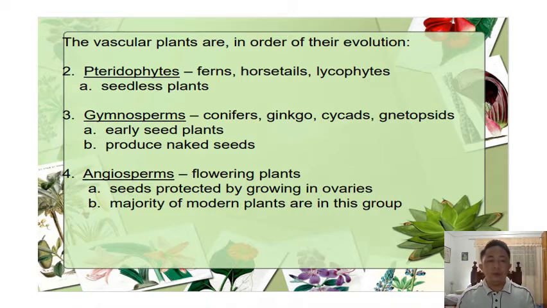And the fourth group of vascular plants or land plants are your angiosperms. Now these are your flowering plants, or any plant that has flowers. Any tree that has flowers is considered an angiosperm. Their seeds are protected by growing inside their ovaries. So the seeds are developed inside their ovaries, and usually they are covered by a hard structure. And the majority of the mother plants are in this group. So, those are the other three groups of land plants.